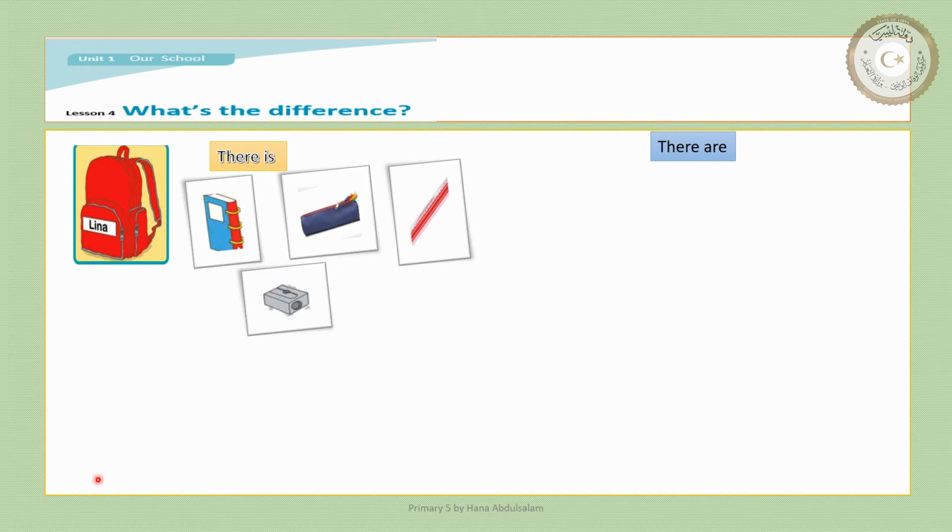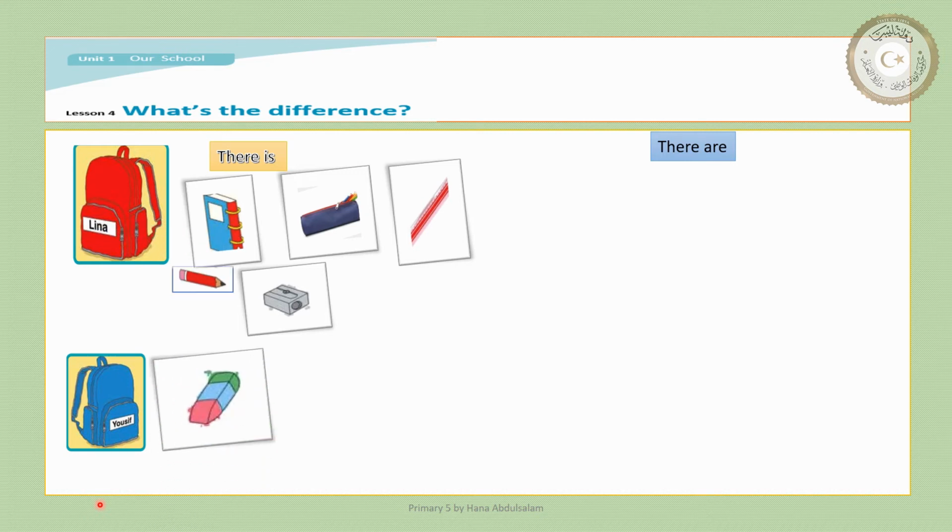Now we are going to Yusuf's bag. What's the question? All of you, can you say it? What is it in the bag? What is it in Yusuf's bag? Okay, there is a rubber and there is a pencil. What is it in Yusuf's bag? There is a ruler.